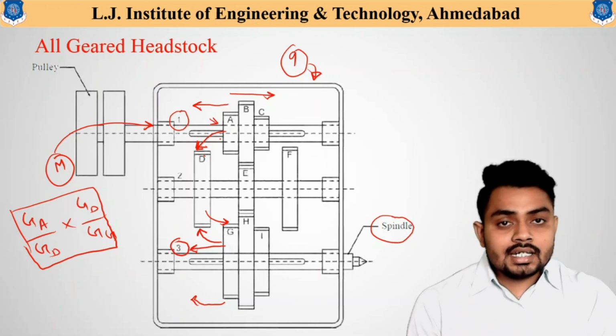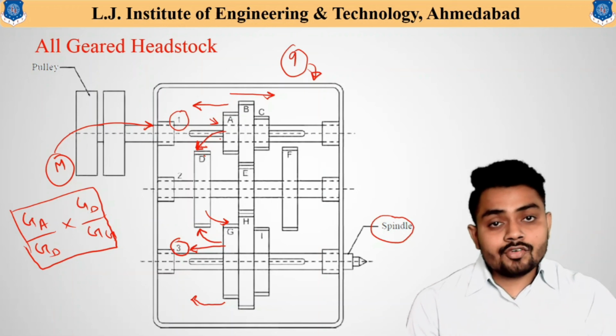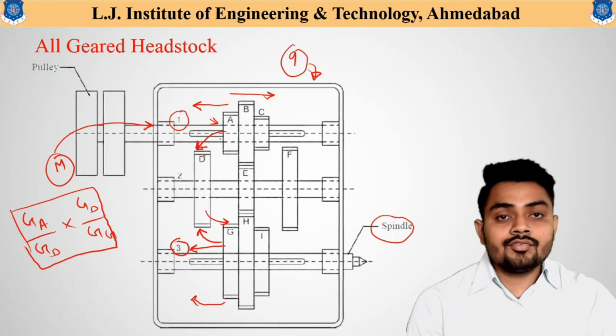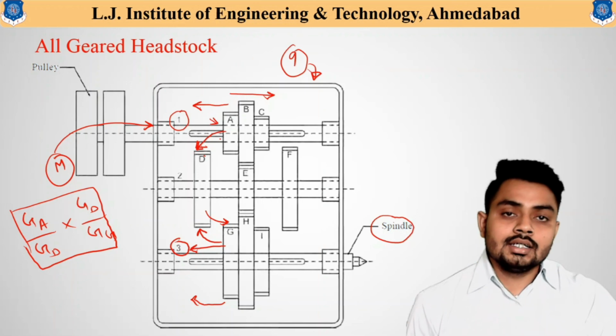So a total of 9 different speed variations you can easily obtain by combining different gears with the different assemblies available over here. So try for yourself to obtain the 9 different speed variations from this particular figure or the assembly shown over here.